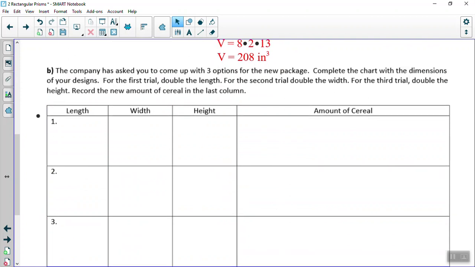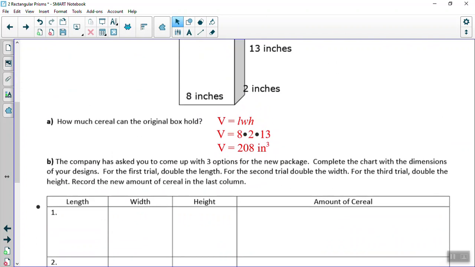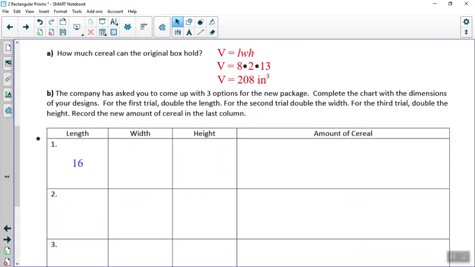So here's what they're asking. The original length was 8, so for this first trial, they want us to double that. But we're going to keep the width and the height the same. So let's just see what happens. So when we go and substitute that into the formula, 16 times 2 times 13, right, what does that equal? That equals 416. Well, that doubled this.